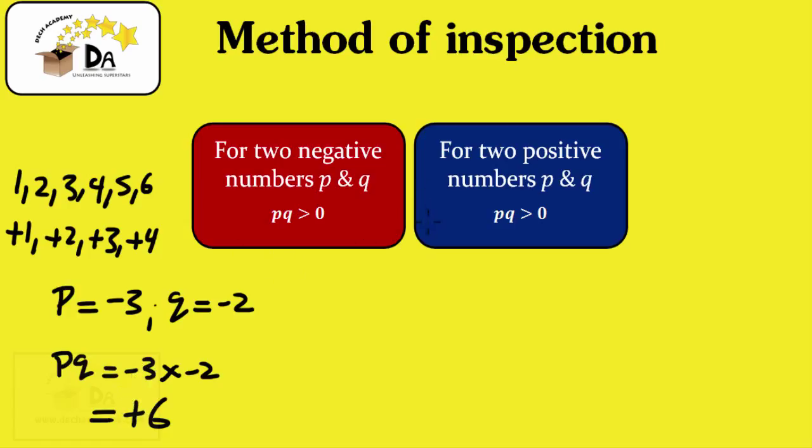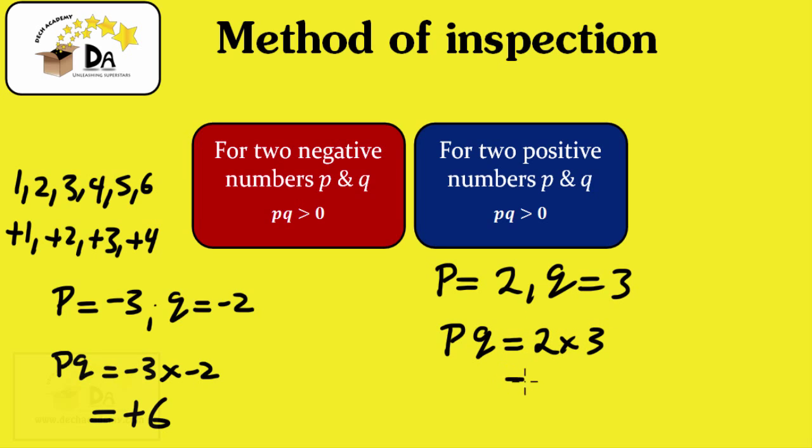Similarly, the product of two positive numbers is also always positive, and that's what this box says. For two positive numbers p and q, the product p times q is always greater than 0. If you think about it, let's take p as 2 and q as 3. p times q is 2 times 3, which is 6, and 6 is the same thing as plus 6. Try any pair of positive numbers and you'll find that their product is always positive.